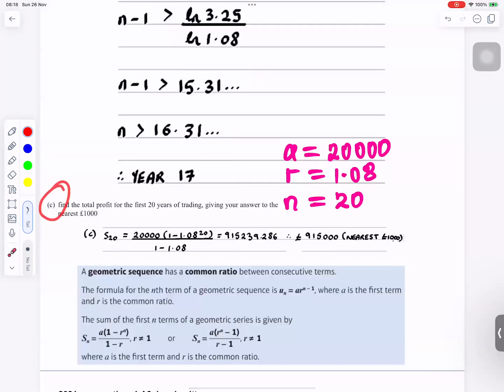Part C, find the total profit for the first 20 years of trading, giving your answer to the nearest 1,000. So a is 20,000, r is 1.08, n is for 20 years. Put that in that formula. And this is the formula for the sum of n terms underneath there. So a is 20,000, r is 1.08, n is 20. And that gives you that number there. To the nearest 1,000, it's 915,000.